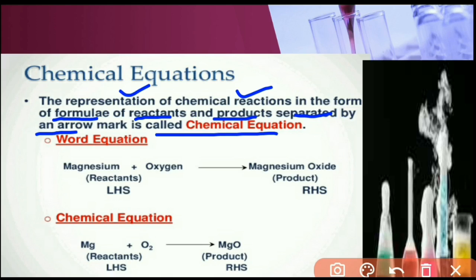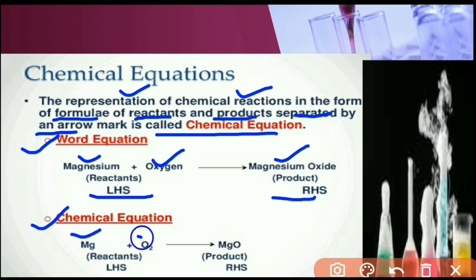So, we can represent the chemical equation in two different ways. In the form of a word equation, we write only the names of the reactant and product. On the LHS side, write the names of the reactants, and on the RHS side, write the names of the products. And in a chemical equation, we write in symbolic form: write the symbols of reactants and products. That type of reaction representation we call a chemical equation.